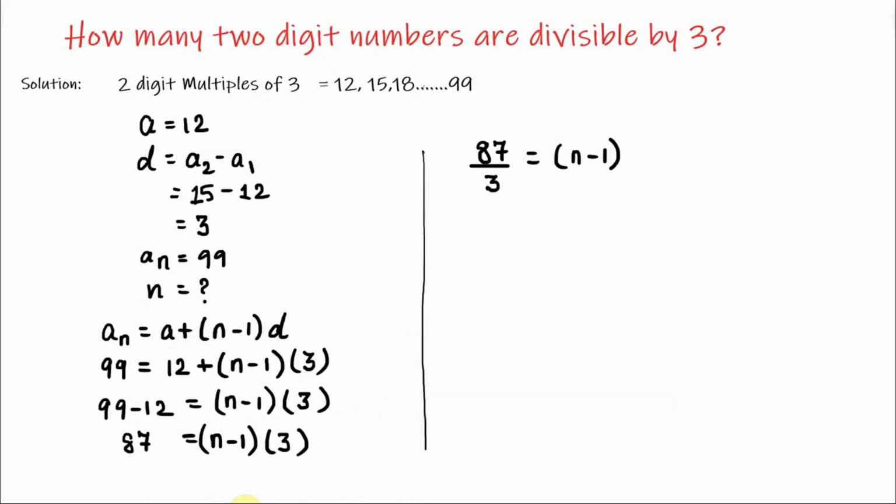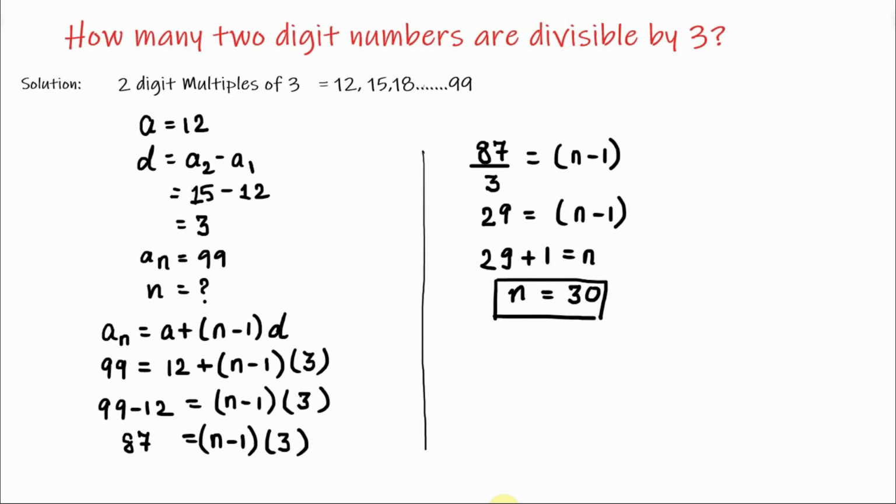Now 3 times 29 gives us 87. So we get 29 equals n minus 1. 29 plus 1 equals n. And finally we get the value of n as 30. So there are 30 two-digit numbers which are divisible by 3. This gives the final answer.